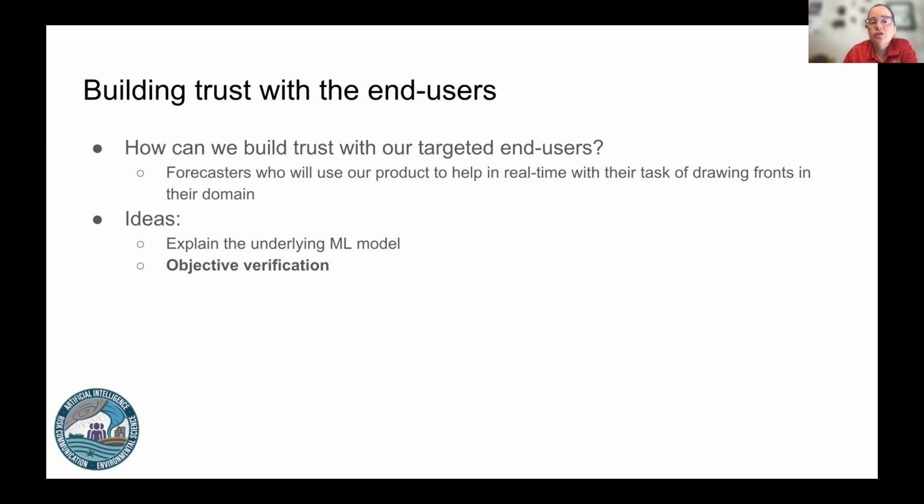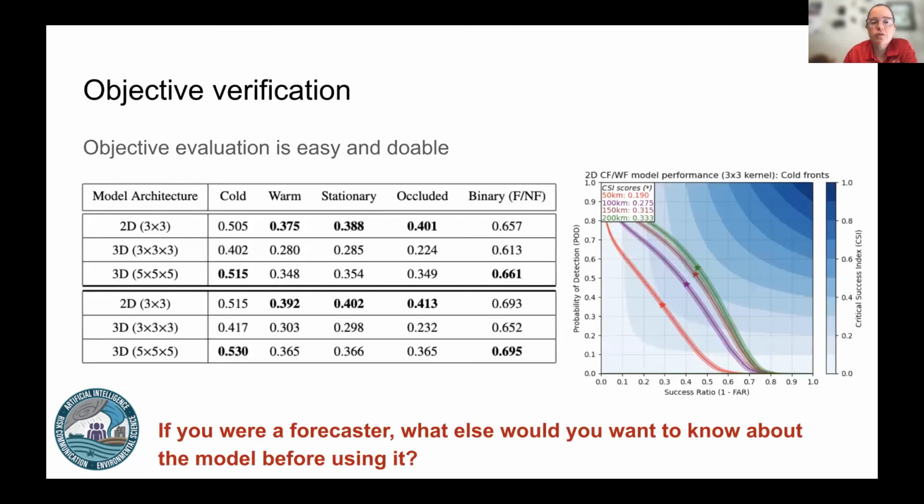Another idea for building trust with the end users is that we might do objective verification. Objective verification, just like we showed for FogNet, is easy and doable. So here's some objective verification. In the paper, we have 20-some graphics of this. I didn't want to overwhelm you all. I just picked one graphic just to show how well the cold front versus warm front verification is working, what the CSI scores are for it. And it's showing it's working really, really well.